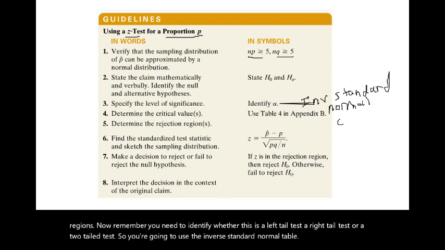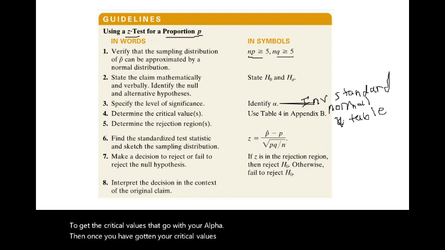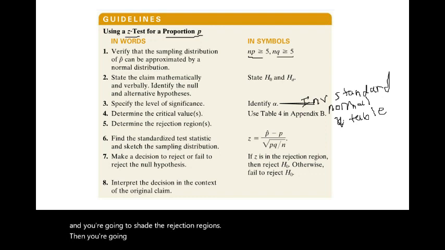To get the critical values that go with your alpha. Then once you have gotten your critical values, you're going to determine your rejection regions and you're going to shade the rejection regions. Then you're going to turn your test statistic p-hat into a z-score by using this formula.